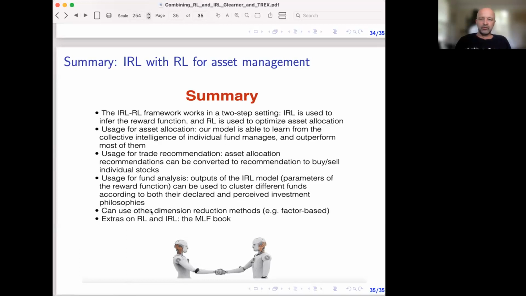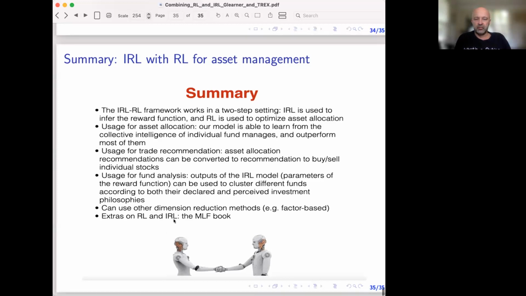On this point, I would like to stop and take some questions. I also would like to mention finally that some extras on the math used in this work can be found in our book, called Machine Learning in Finance, which was co-authored with Matthew Dixon and Paul Bilokon.